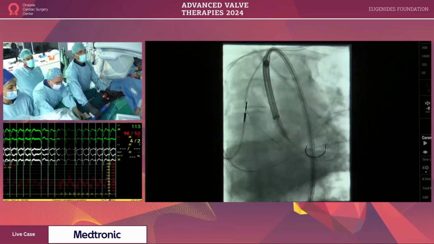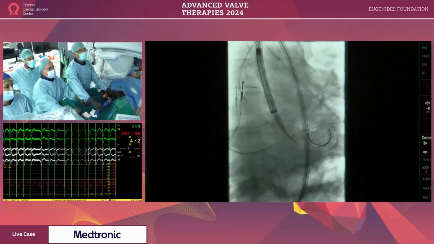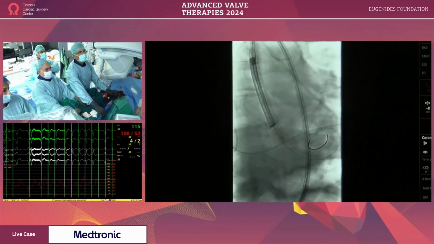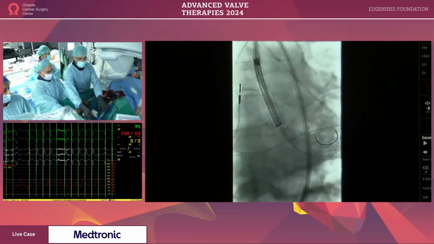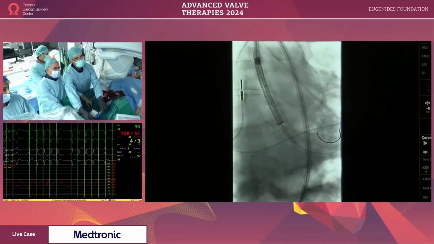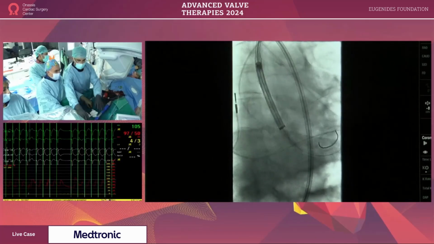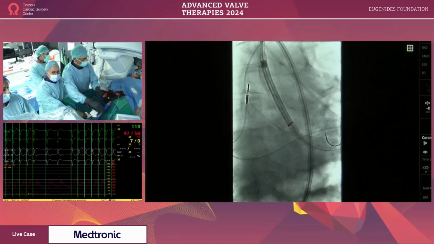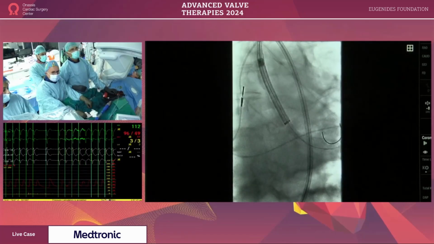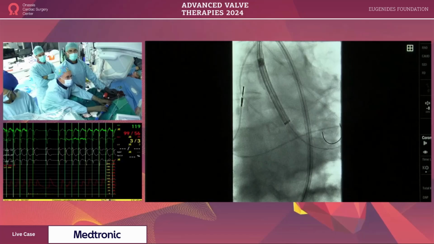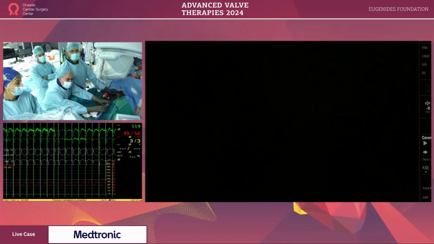We cannot see. You don't need to see the arch. Magnify so we only see the valve and the LV. We're just losing the position of the wire and the pacing is getting a little bit erroneous. So now, if we work like that, I think it's going to be fine. Okay, the patient has a permanent pacemaker. So now we have proper capture. Okay, let's inject.